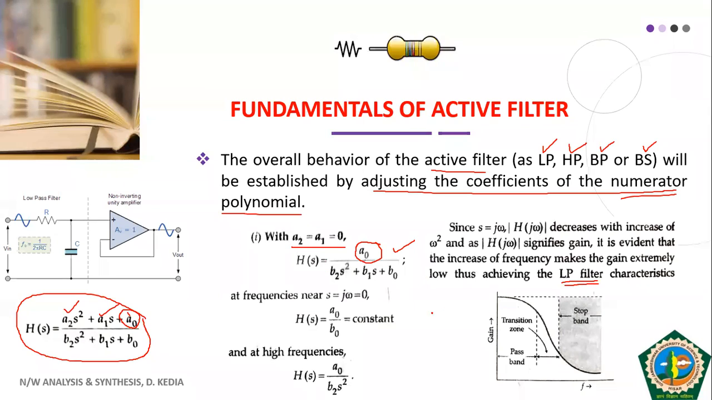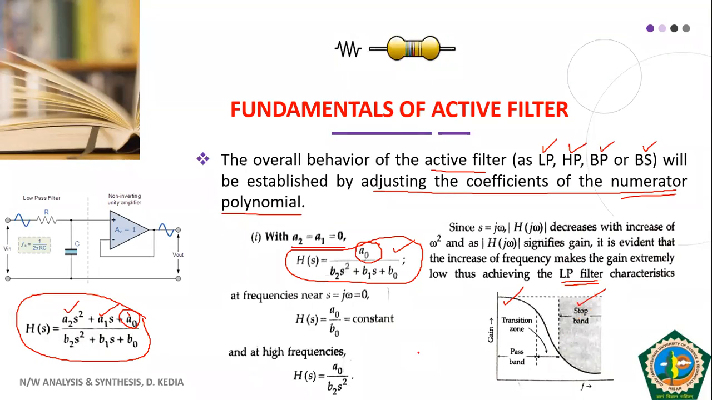Remember this. We have made A1 and A2 zero, and this is the transfer function of a low pass active filter. Right now you can memorize that when these coefficients are made zero, we get a low pass filter. Let us check whether our assumption or values have been correctly defined in the transfer function. Obviously in case of a low pass filter, the lower frequencies are passed, and the higher frequencies are rejected.